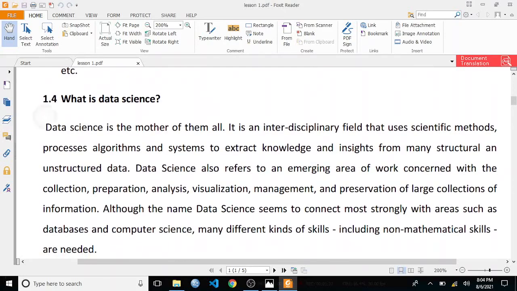Data science is the mother of data analysis. It is an interdisciplinary field that uses scientific methods, processes, algorithms, and systems in order to extract knowledge and insights from many structural and unstructured data. Data science also refers to an emerging area of work concerned with the collection, preparation, analysis, visualization, management, and preservation of large collections of information.